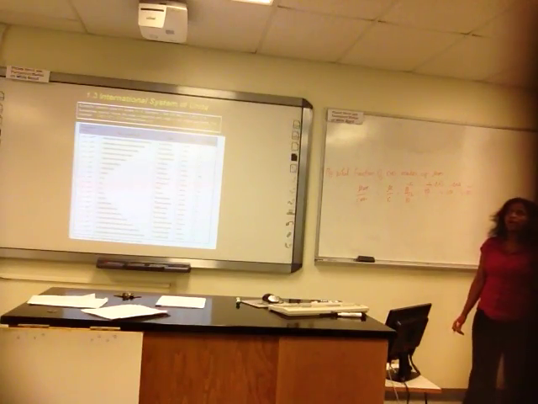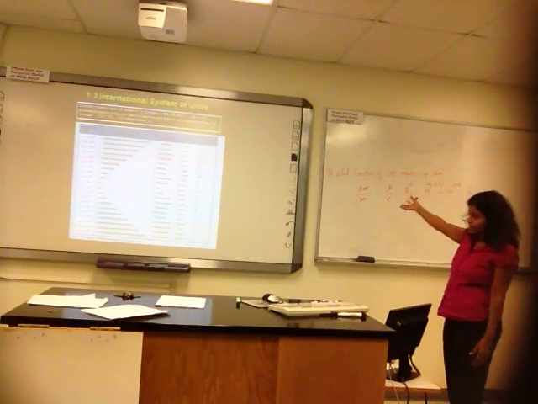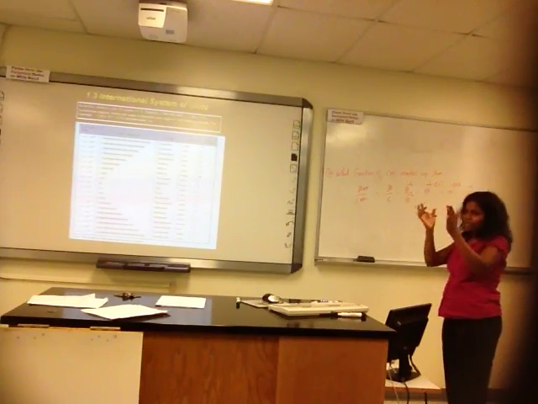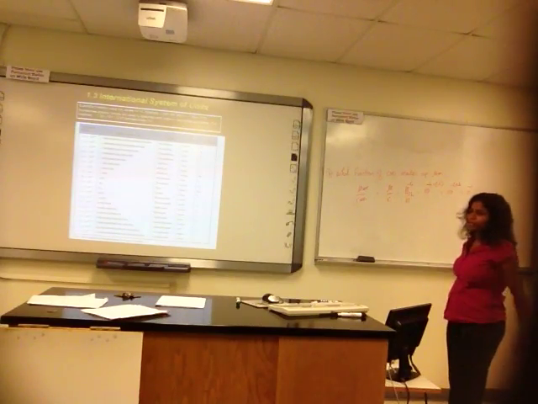Or in other words, 10,000. So 10,000th part of a centimeter is a micrometer. If you take a centimeter and you make 10,000 parts of it, then you will get a micrometer. So something like that.